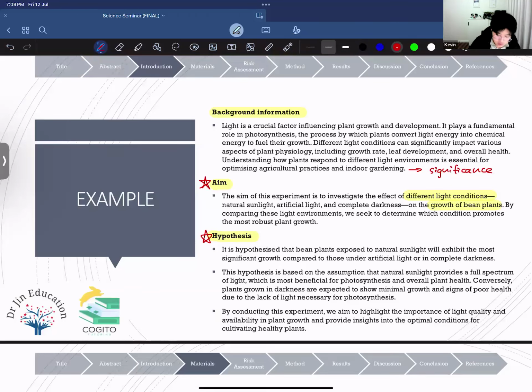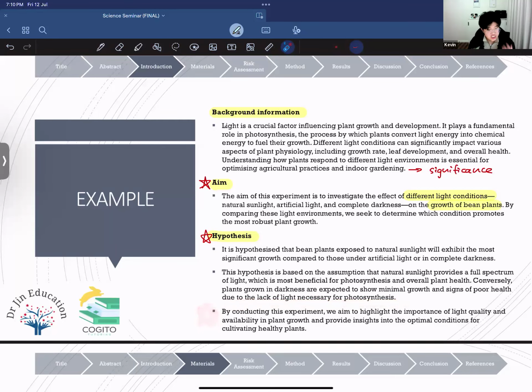What's the hypothesis? What is your prediction? Well, you can simply start with, it is hypothesized that bean plants exposed to natural light will exhibit the most significant growth compared to those under artificial light or in complete darkness, right? Now you have to back it up because you made a hypothesis. Where is your evidence or prior knowledge? This hypothesis is based on the assumption that natural sunlight provides a full spectrum of light, which is most beneficial for photosynthesis and overall plant health. Conversely, plants grown in darkness are expected to show minimal growth and signs of poor health due to the lack of light necessary for photosynthesis.